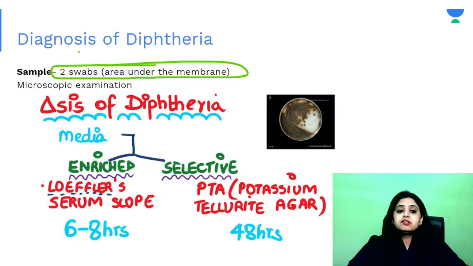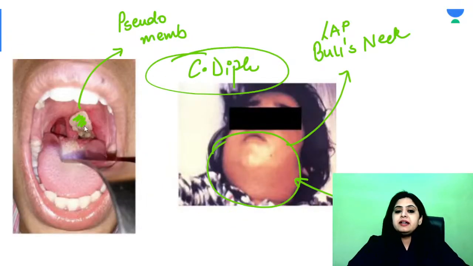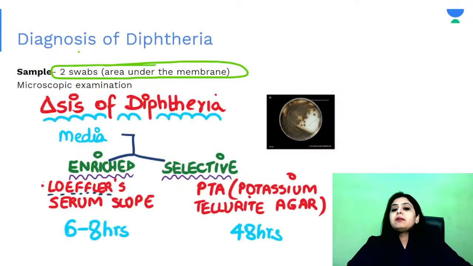That is what you have to do, because this membrane is all dead material, necrotic, fibrin. I don't want to see dead cells and fibrin. What will you get by looking at that? I want to see the organism. So I will have to take the swab from beneath the membrane. Very good. So I take the swab from beneath the membrane.